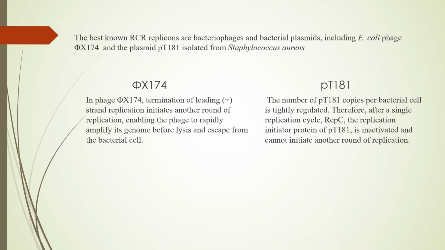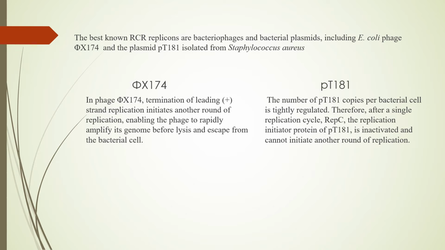Then, our rolling circle replication mechanisms of phi X174 and pT181 differ significantly at the leading strand termination stage. This is the consequence of the different life strategies of bacteriophages and bacterial plasmids. The best known rolling circle replicons are bacteriophages and bacterial plasmids.